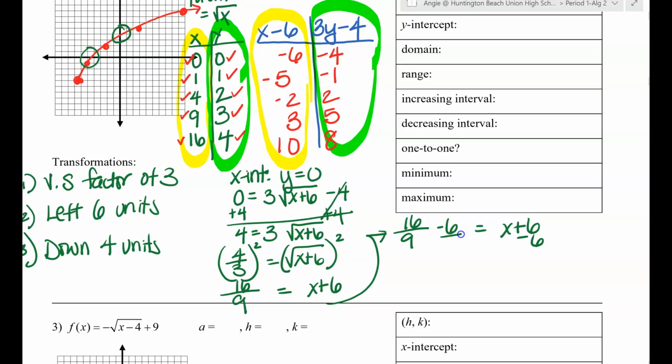We do need to find a common denominator. So the common denominator of this would be 9. So we are going to multiply this by 9 and this also by 9. That's 16 over 9. 6 times 9, that's going to be 54. And the denominators are now common. With that said, 16 minus 54, that's going to give us 38 over 9, and 54 is negative, so we want to make it a negative 38 over 9.